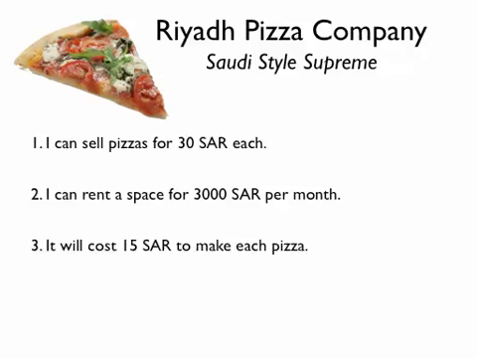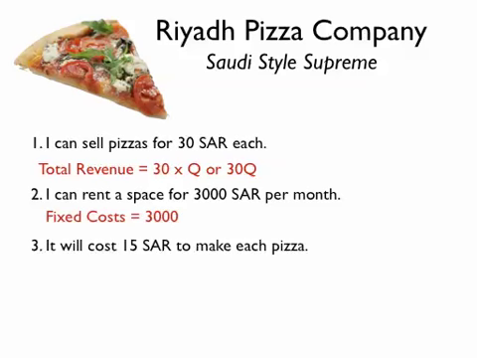I do some research and I determine that I can sell pizzas for 30 reals each. I can rent space for 3,000 reals per month, and it'll cost 15 reals to make each pizza. So my first equation on the total revenue would simply be total revenue is equal to price times Q. I know that price is 30, so it would be 30 times Q, or 30Q. My fixed costs are 3,000 a month, and my variable costs are 15 times Q, or 15Q.